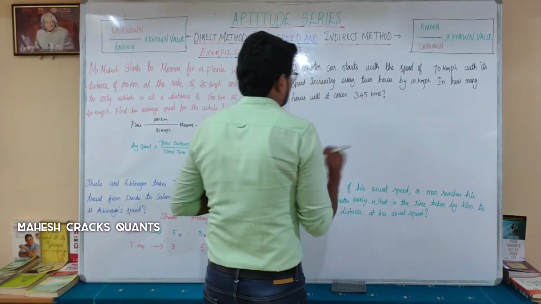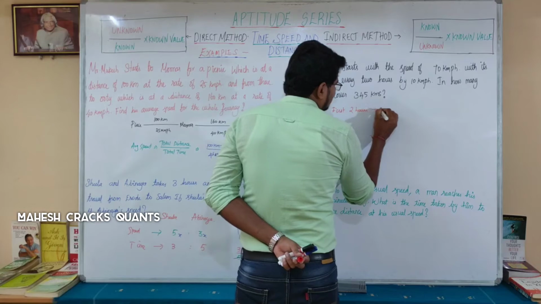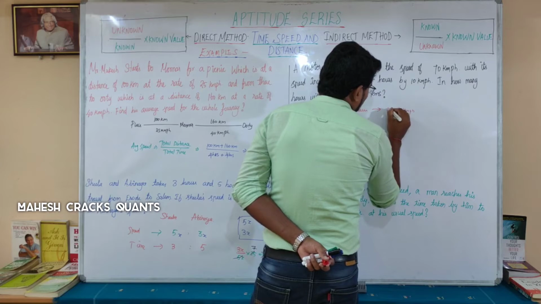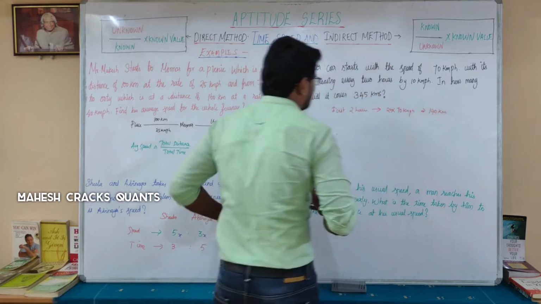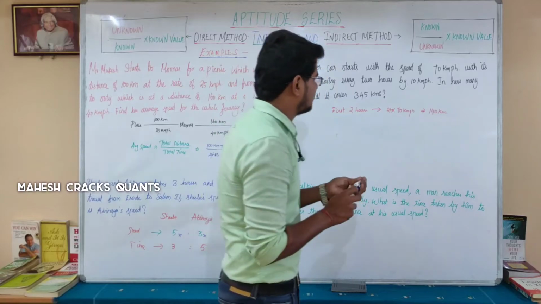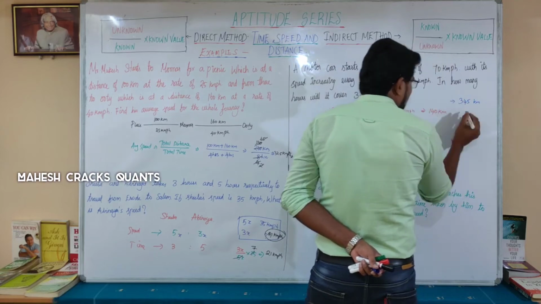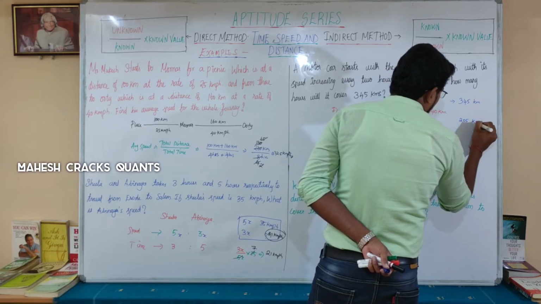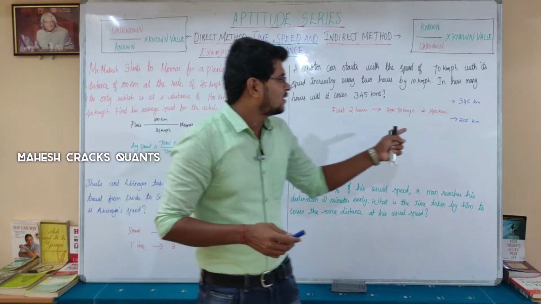So I know that first 2 hours. What is the first 2 hours speed? 2 hours into 70 km per hour. So how many kilometers might it have covered? 140 kilometers in the first 2 hours. The total distance is 345 kilometers that should be covered. So after 140 is covered, there are only 205 kilometers to be covered. So after 2 hours, that motor car should cover 205 kilometers.